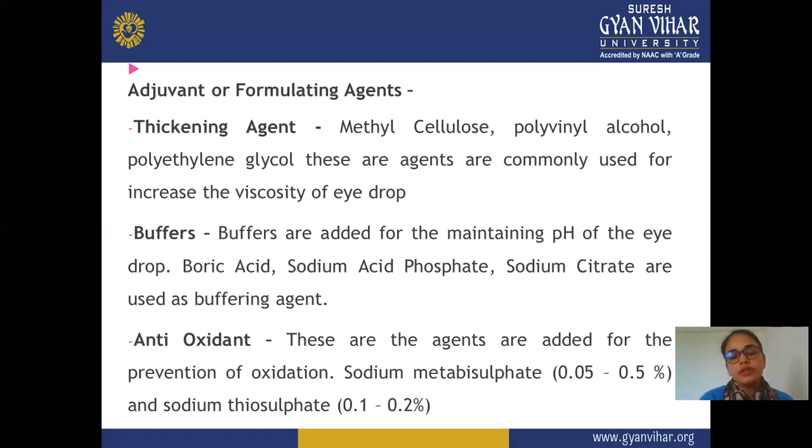So here you should use a buffer to maintain the pH of your formulation or ophthalmic preparation according to your eye pH. In this, buffer is added to maintain the pH of the eye drop, and boric acid, sodium acid phosphate, and sodium citrate are used as buffering agents. These are examples for acidic or basic conditions where you should maintain the pH of the formulation. These are the buffering agents that you use to maintain the pH of your ophthalmic formulation.